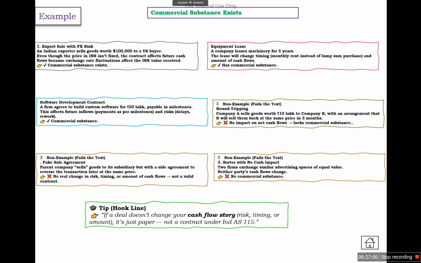So if we look at the hook line: if a deal doesn't change your cash flow story, if because of the contract it is not going to affect our cash flow, risk, timing, and amount, it is just paper. It is not a contract as per Ind AS 115.